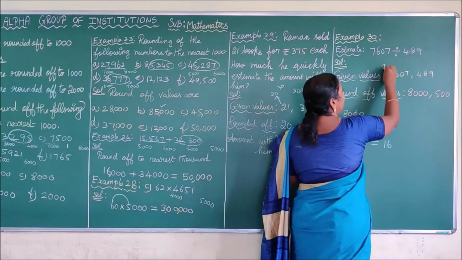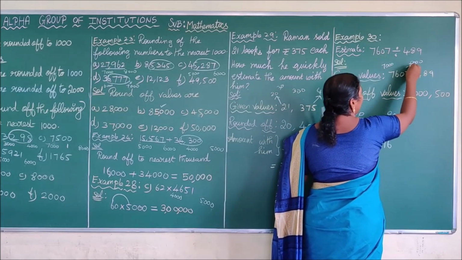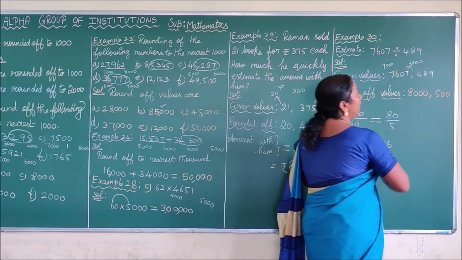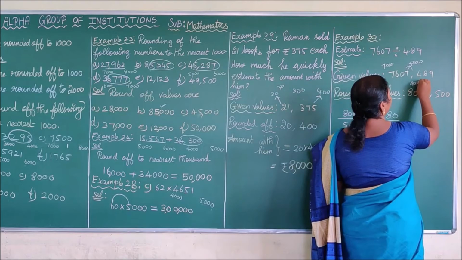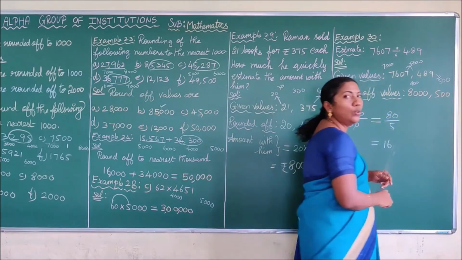7,607. It lies between 7,000 and 8,000. So it is closer to 8,000. So it is round up to 8,000. And 489 lies between 400 and 500. So it is closer to 500. It is round up to 500.